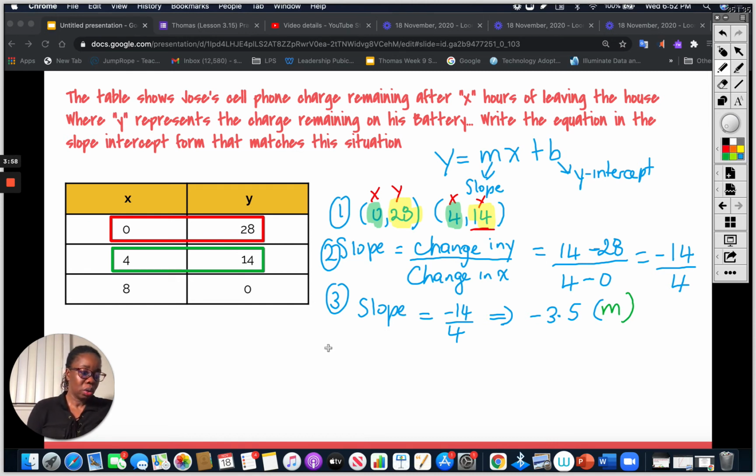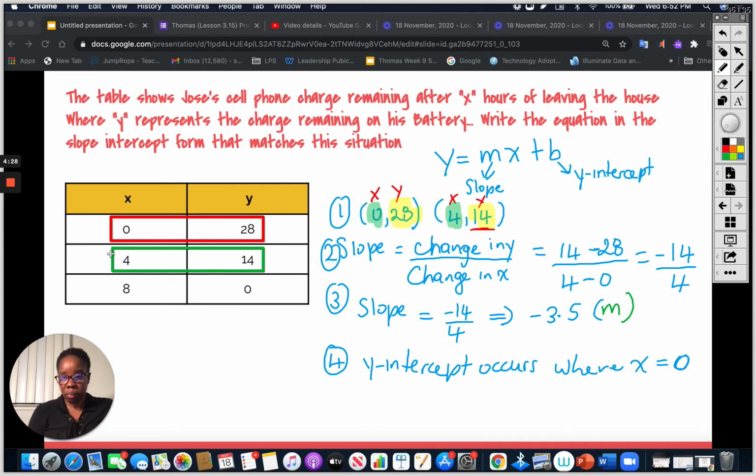The next thing we need to do is find the y-intercept. Now, according to what we know about the y-intercept from our topic on functions, it occurs where x is equal to 0. So in our table, which pair of coordinates has x equal to 0? This is (0, 28).